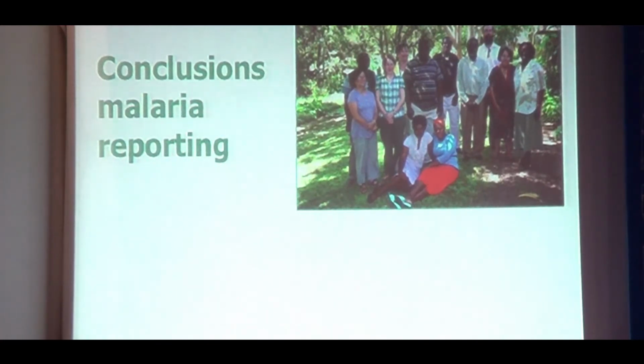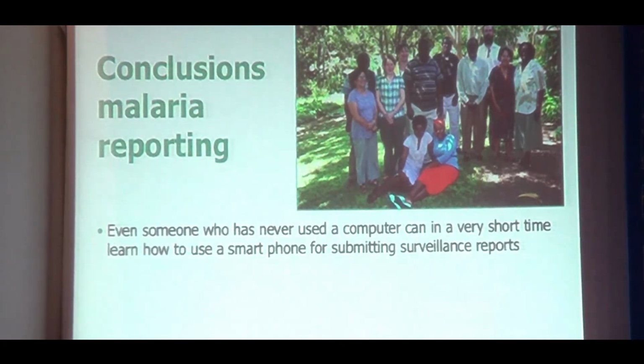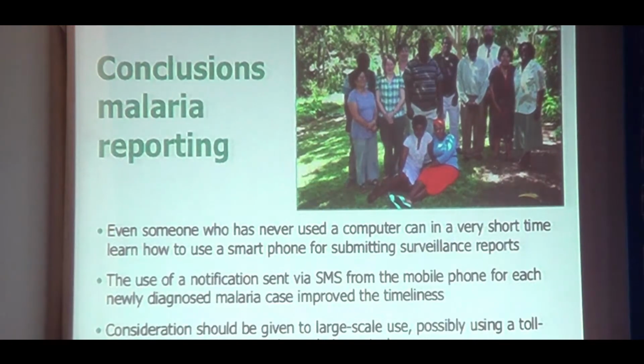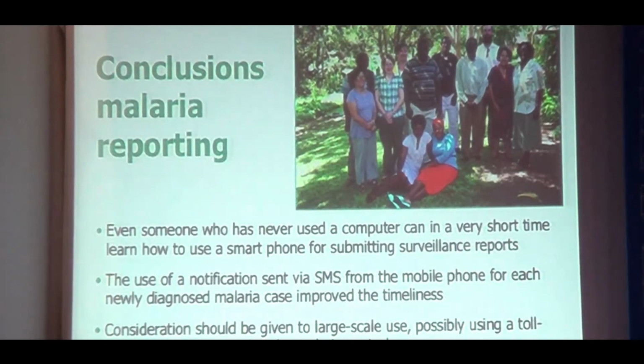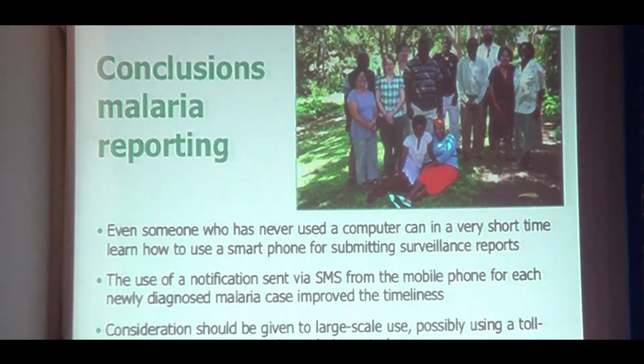So what we saw was that in South Africa, reporting by smartphone is technically feasible and acceptable, and even someone who's never used a computer before can in a very short time learn how to use such a device for surveillance reporting. And also we would recommend to the malaria elimination strategy to include this kind of SMS feature, as that would support the aim of having no local transmissions by 2018.